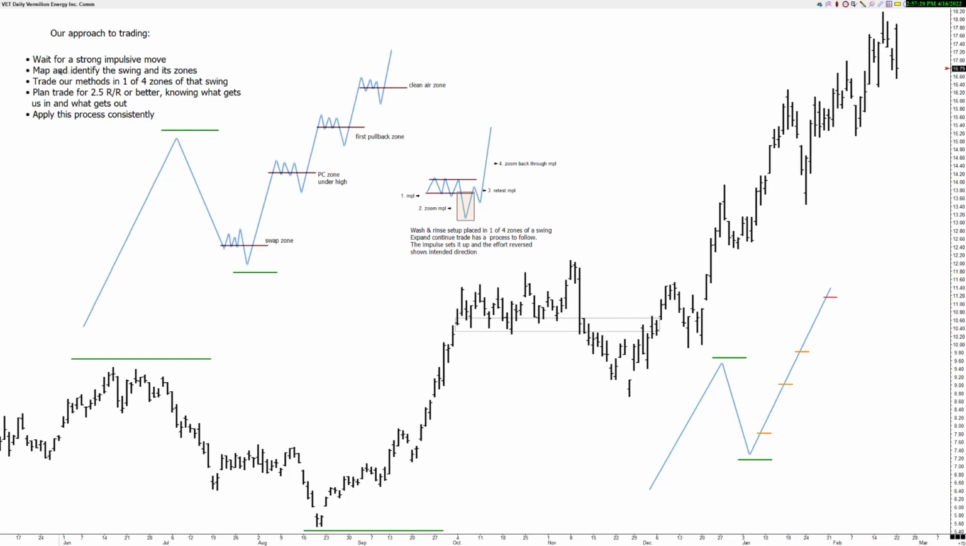Let's go over a simple approach, simple method here. Okay? So what we're waiting for is a strong impulsive move. That means the market is moving in a directional fashion. It's moving fast. It's showing you something's going on. It's in play.